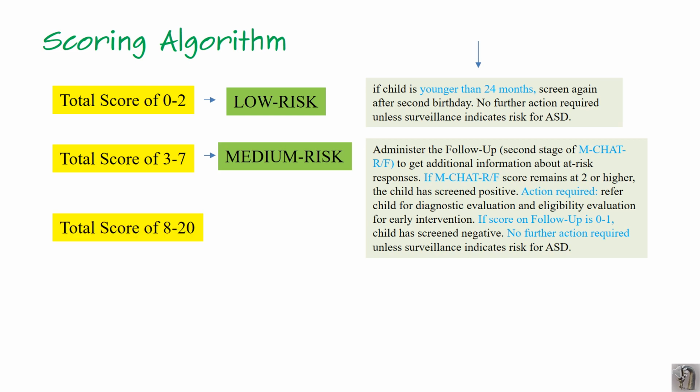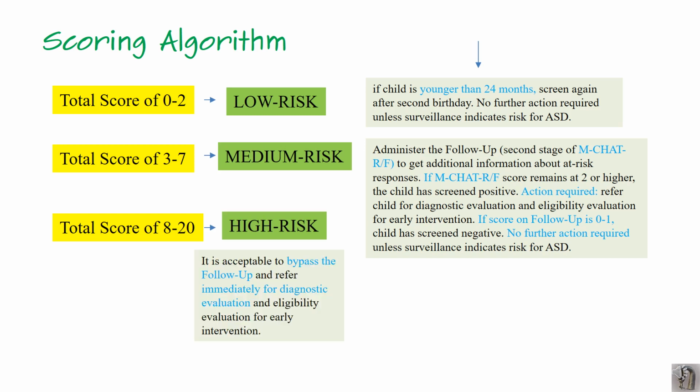If the child scored 8 to 20, and remember we have scored around 11 no's, that means the child is at high risk. You can bypass low risk and medium risk. You can directly follow up for the diagnostic evaluation immediately, and then refer them for early intervention so that it can be planned.